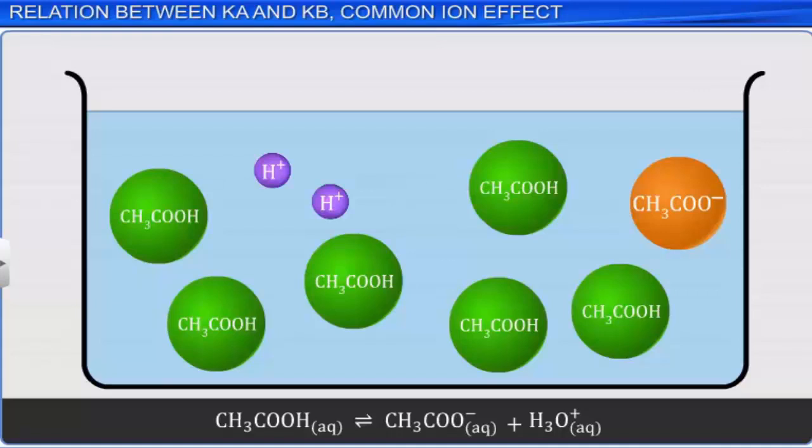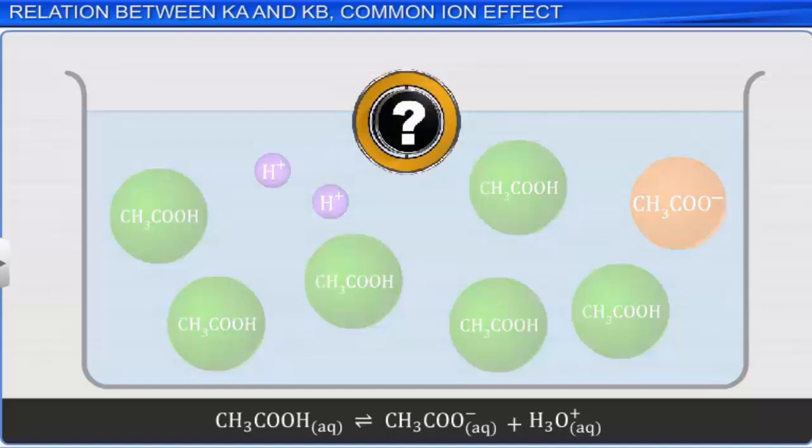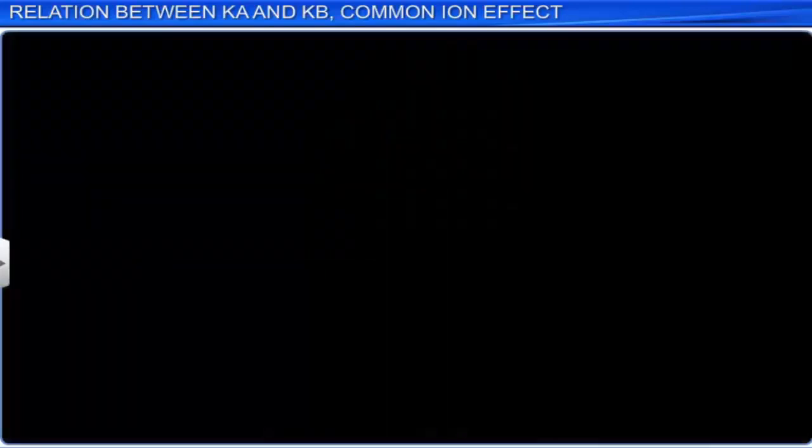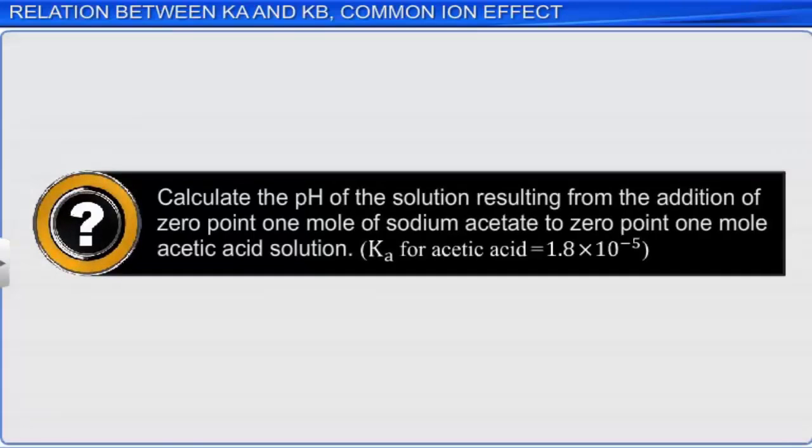You will learn how to evaluate the pH of the solution when an electrolyte containing a common ion is added to a weak acid or base through a problem. Calculate the pH of the solution resulting from the addition of 0.1 mole of sodium acetate to 0.1 mole acetic acid solution. Ka for acetic acid is equal to 1.8 multiplied by 10 to the power minus 5.